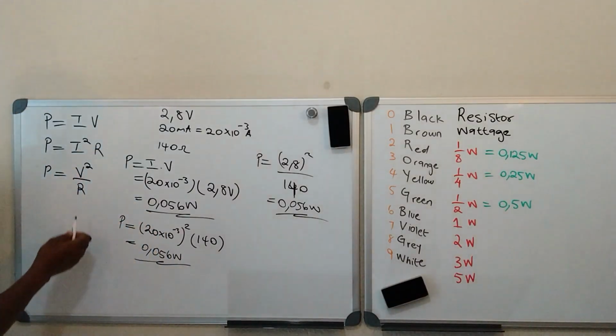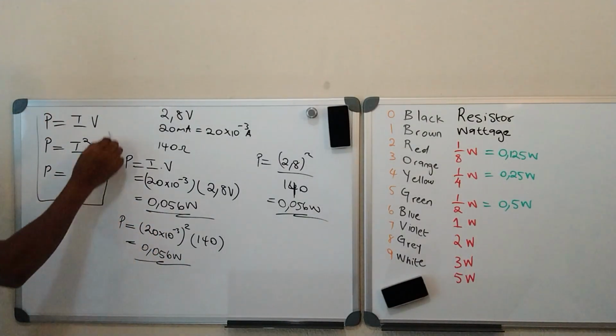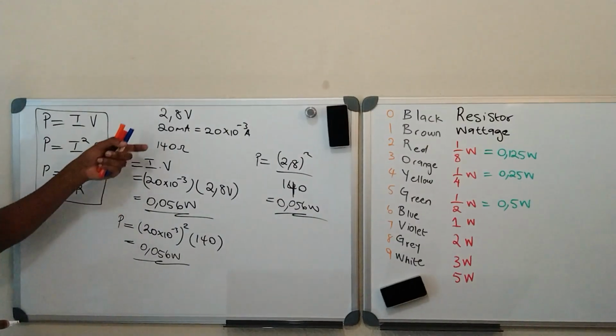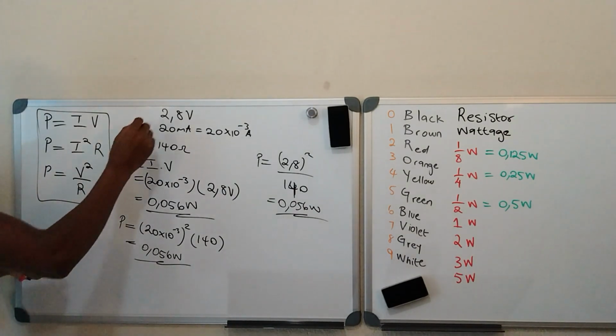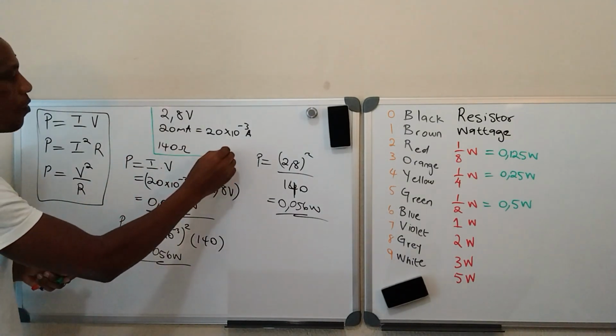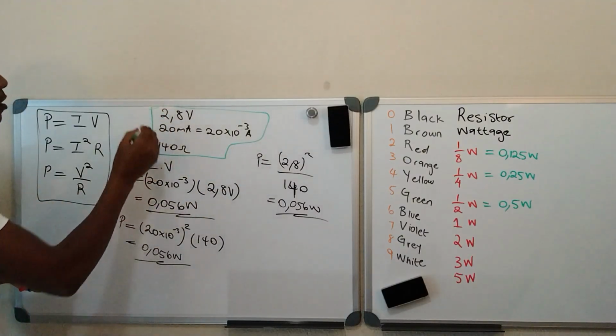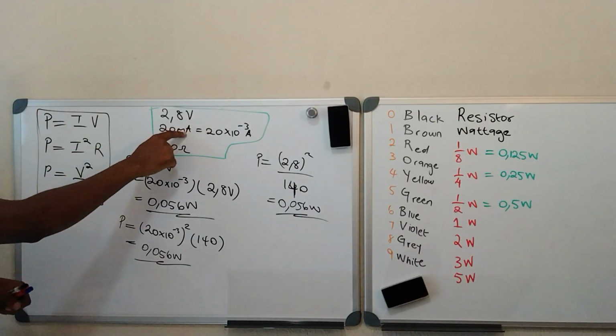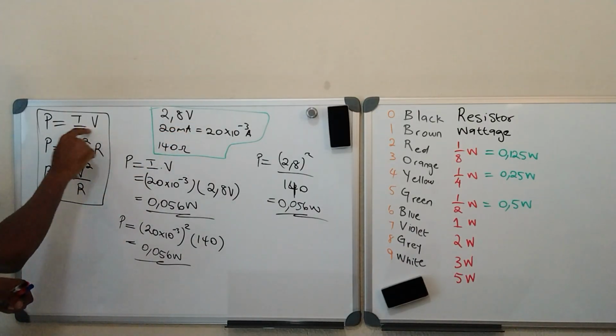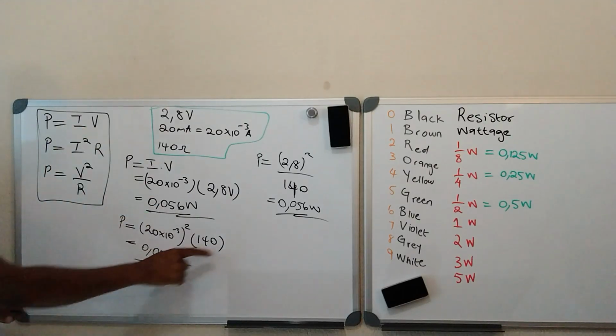The reason why I'm showing you all these formulas at the same time is that if you get only two of these values in a circuit, if you have a value of a resistor and a current, you can use this one. If you have a voltage and a current, you can use this one. You still get the same answer.